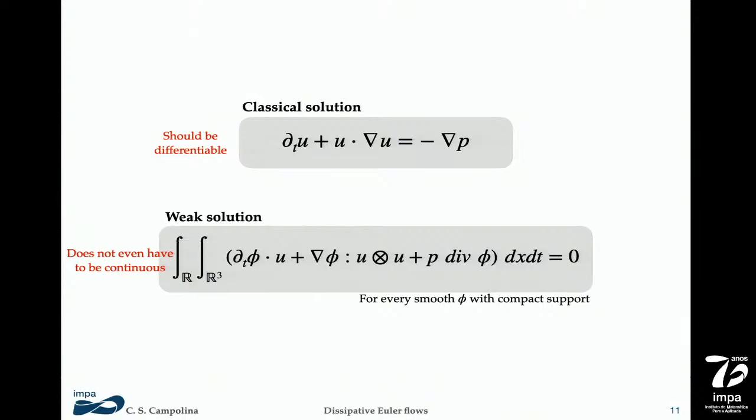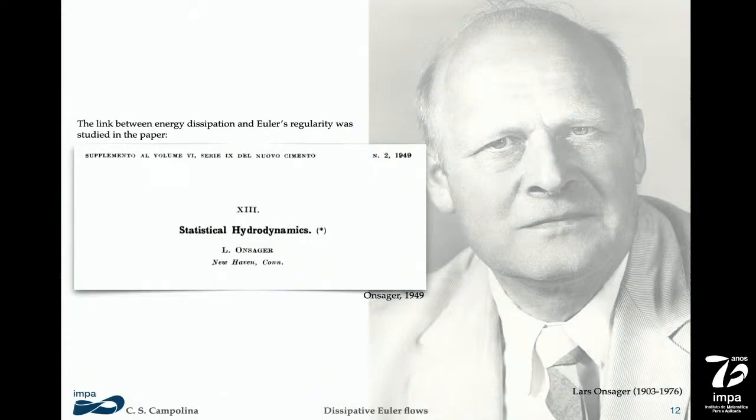Okay, so going back to the theme of energy conservation. What is the degree of regularity we require of the flows for them to be conservative? We saw that smooth solutions are conservative, but what is the degree of differentiability we need? This was not answered, but actually conjectured by Onsager in 1949 in this paper, some notes about statistical hydrodynamics. And Lars Onsager made the following conjecture.